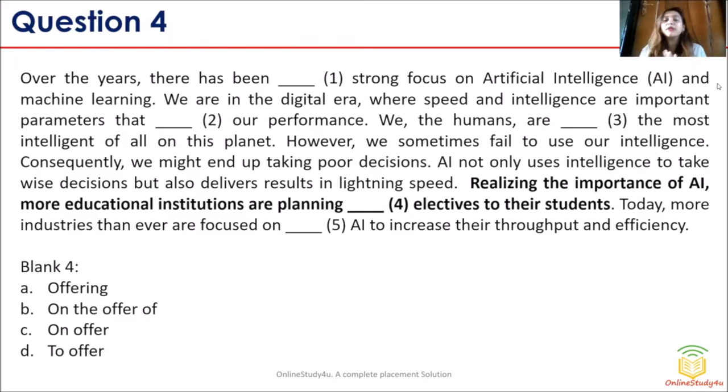So what are we left with? It's the last option, which is realizing the importance of AI, more educational institutions are planning to offer electives to their students.